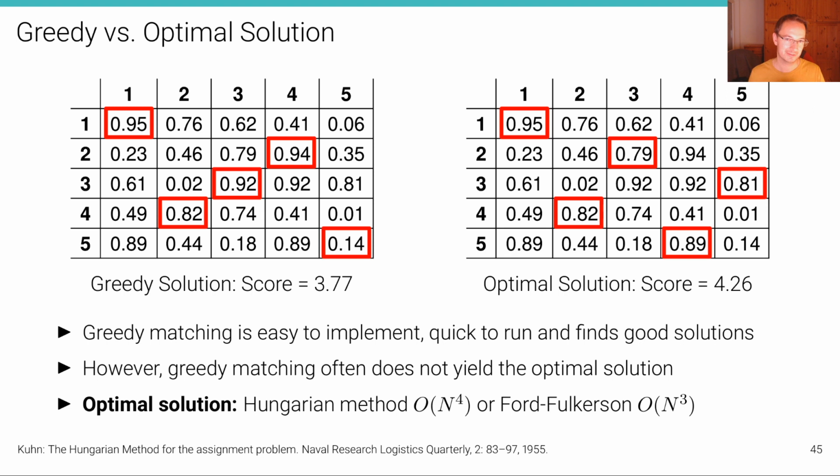Now, we're not going to go into the details of these algorithms. They are quite technical and require some knowledge from graph theory, but I pointed you to the original paper from Kuhn called The Hungarian Method for the Assignment Problem.